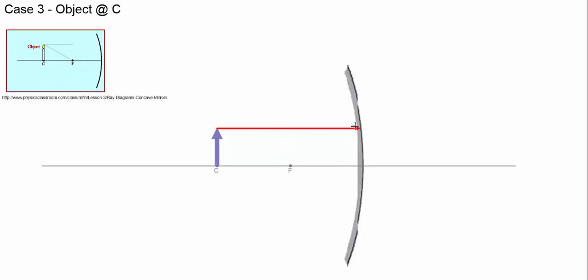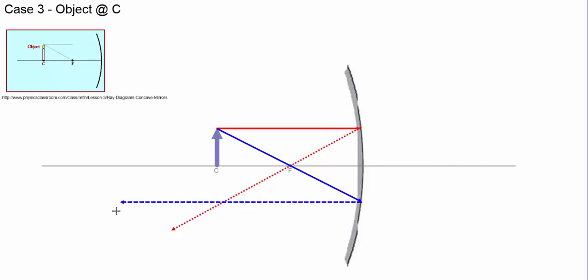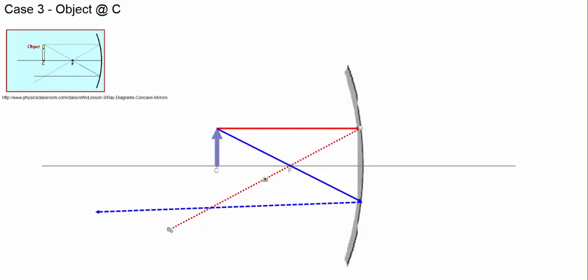So at least one ray will go parallel, and that one ray will reflect through F. Again, that's not enough information for our eyes to determine where the arrowhead is. So we need another ray. At least one ray will go through F. And that ray will, again, if you follow the rules properly, reflect out parallel. Okay? Now if you take your time and make sure that these arrows are drawn the proper way, and you're not rushing it.